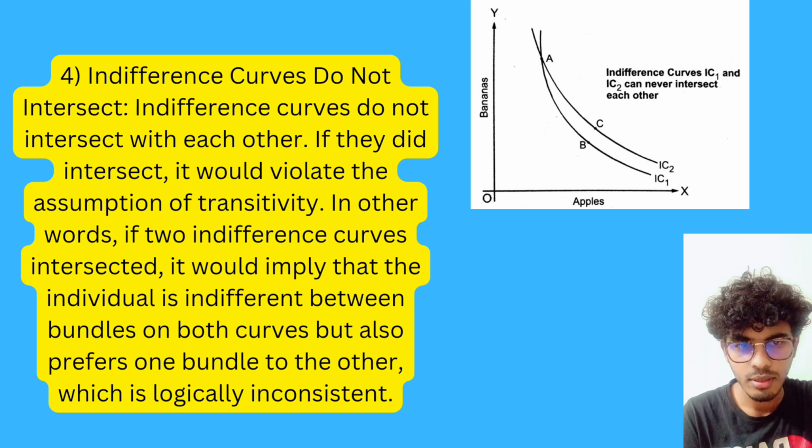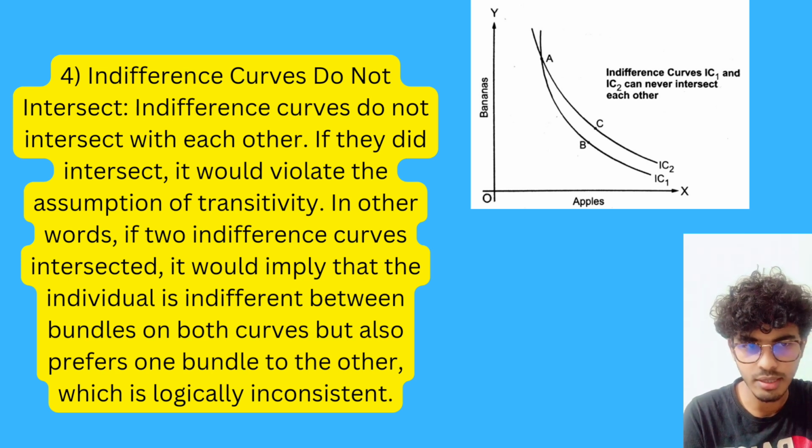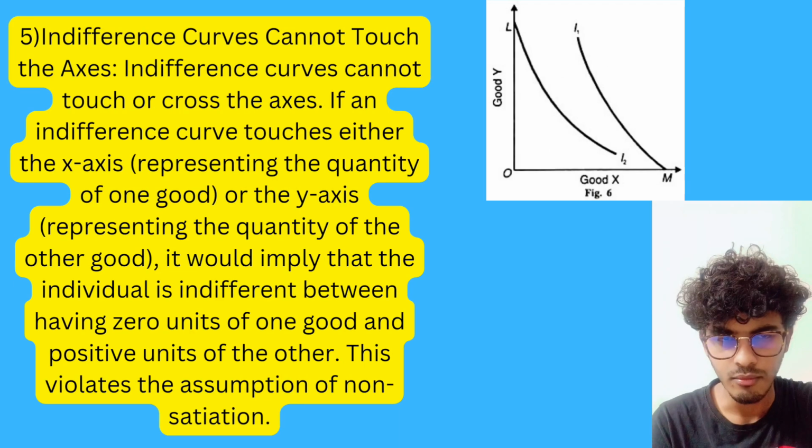Property number 4 is that indifference curves do not intersect. Indifference curves do not intersect with each other. If they did intersect, it would violate the assumption of transitivity. In other words, if two indifference curves intersected, it would imply that the individual is indifferent between bundles on both curves but also prefers one bundle to the other, which is logically inconsistent.